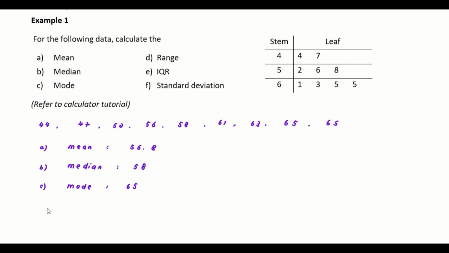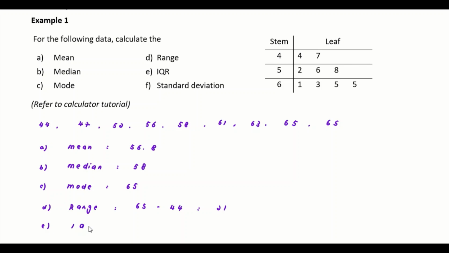Then after that, D is the range. Range is the highest value minus the lowest value. In this case, the highest value is 65 and the lowest is 44, so we just minus them and we get 21.